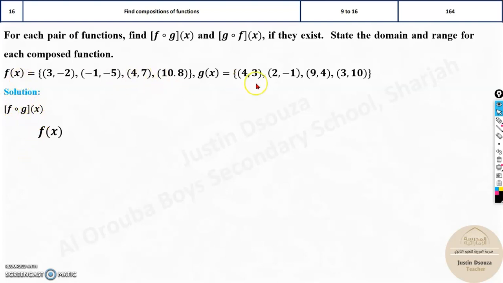So write these coordinates in table form. What I mean is, make x and y values. You know which is x. The first is x, this is y. Write them. 3, minus 2.